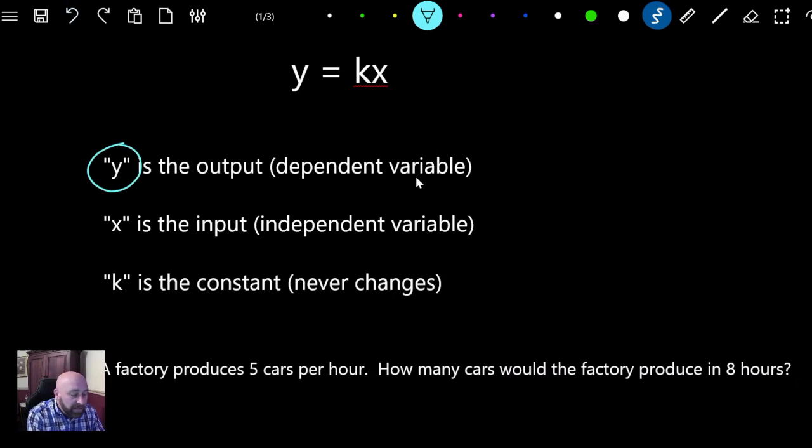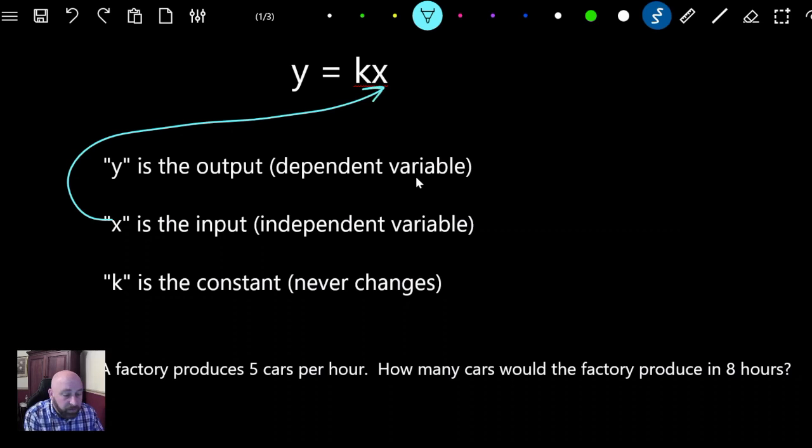So what is the y? This y right here is called the output. This is how many cars they produced in the 8 hours, for example. They produced 40 cars in 8 hours. Why did they produce 40 cars in 8 hours? Because x is the input, that's the 8 hours, right? So there's the input, it would go right there. And then k, this k is what's called the constant. That's the 5, that's the thing that never changes.